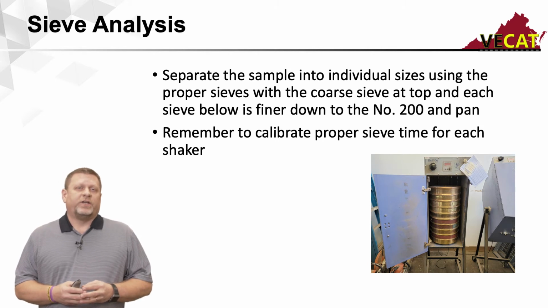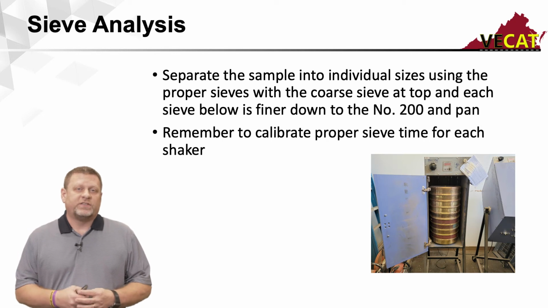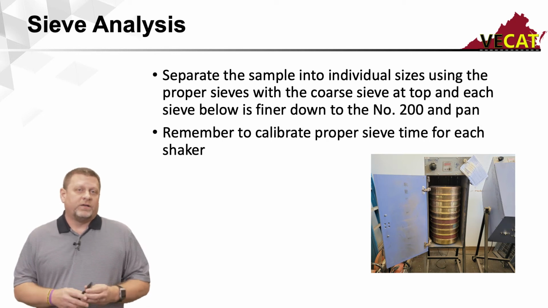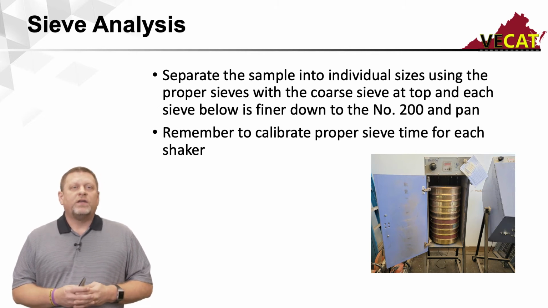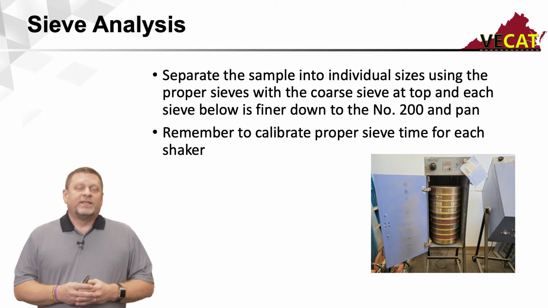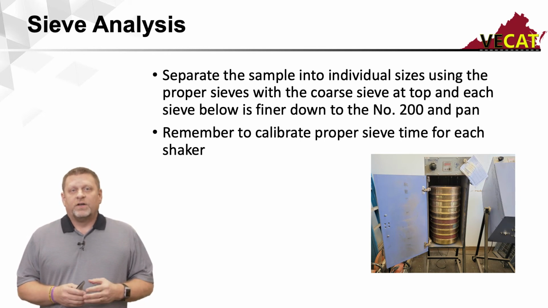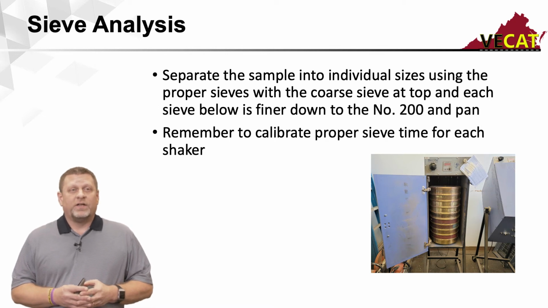What you see pictured here is a Gilson sieve shaker with a nest of 12-inch sieves in it. And we've talked about earlier, the top sieve here could be a 3/4 inch with a 200 at the bottom and a pan on the very bottom. One thing you need to note here also is this is one particular kind of sieve shaker. There are multiple kinds of shakers on the market, and also that AASHTO T30 does require that we calibrate proper sieve time.